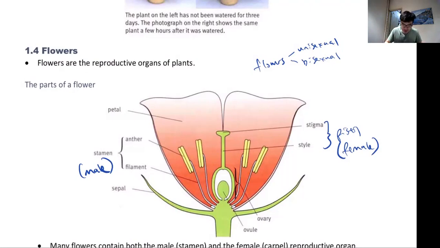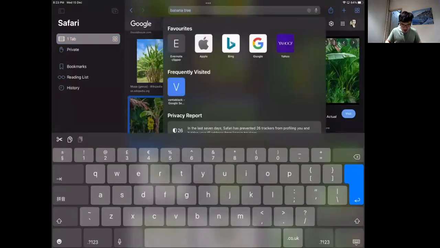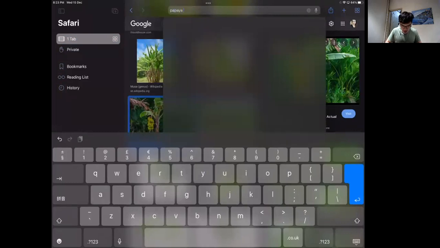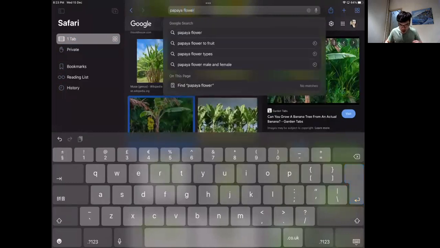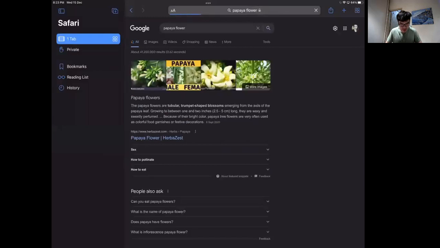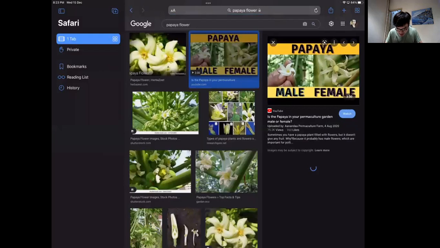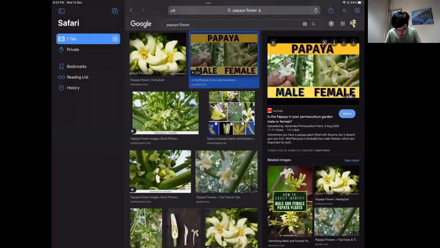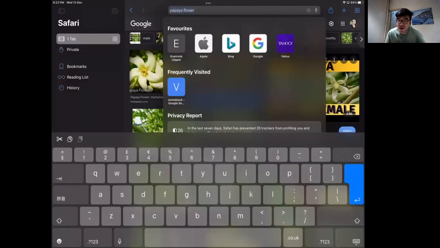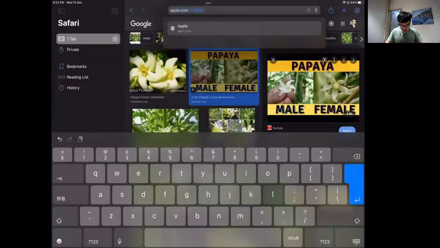Let me show you. For example, just now I was saying papaya flower, right? Papaya flowers are actually unisexual. They look like this. You see, got male, female one. Can you see? So there's male and female. Like I said, every plant that has fruit has a flower. Apple is a fruit, right? So apple has a flower too.